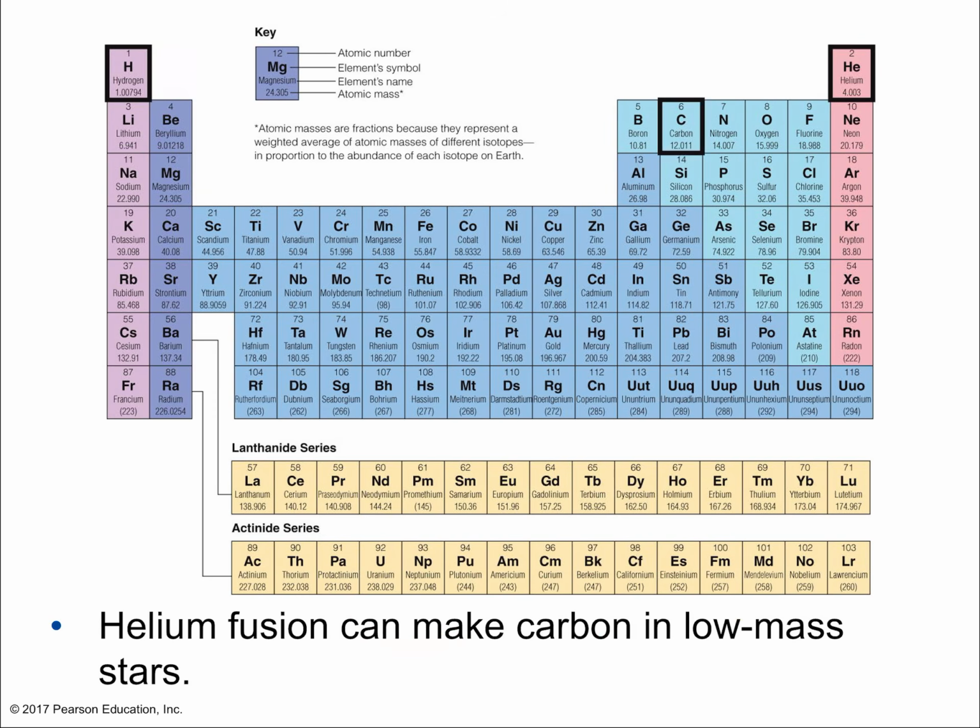Helium fusion can make carbon in low mass stars, and that carbon obviously is very important for life. And that's why carbon is so common, because both high mass stars and low mass stars make it. Okay? And that's why carbon is really the building block of life, because it better be, because it's what you have to build with.